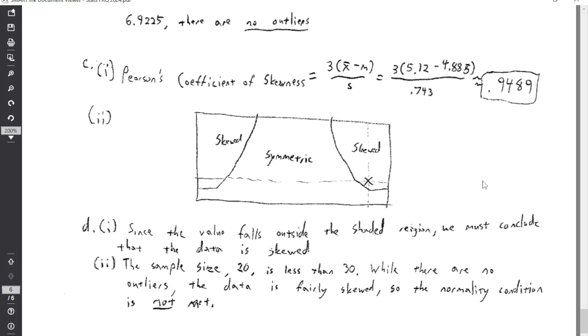So again, that's our broad idea about the normality condition and how it relates to when n is less than 30, and how we can potentially check for that skewness. And those are your 2024 questions.